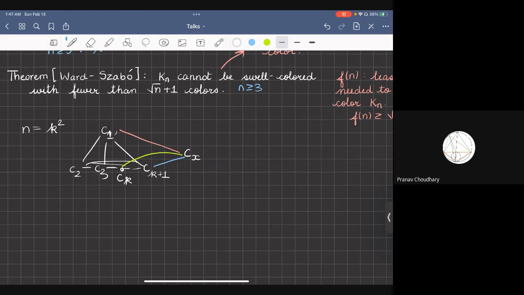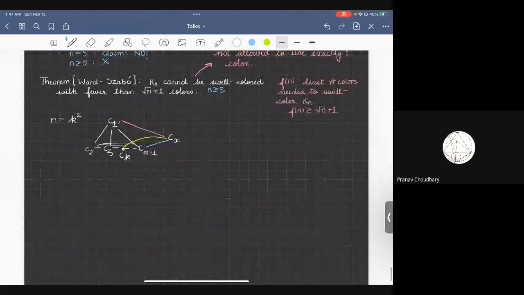Is it clear to everyone what happened? Let me know if something's not clear. Okay, it seems it's clear. Good, that's it really.